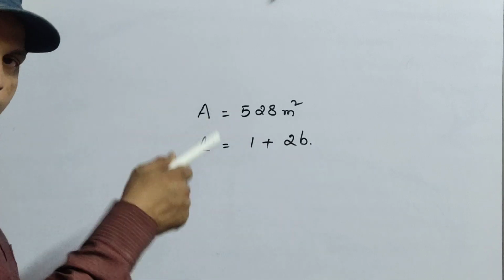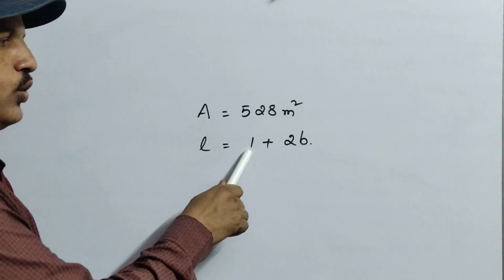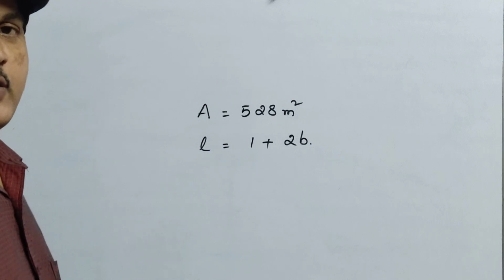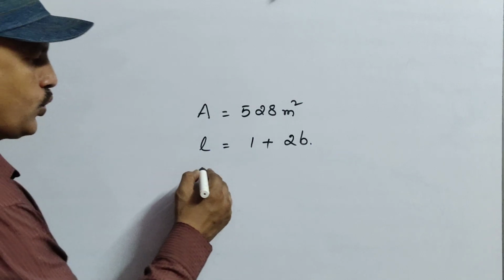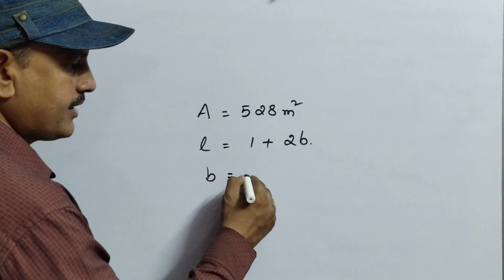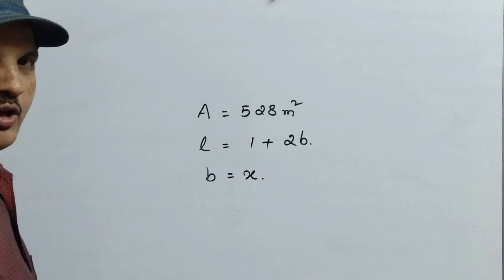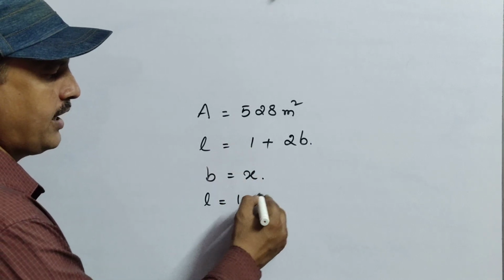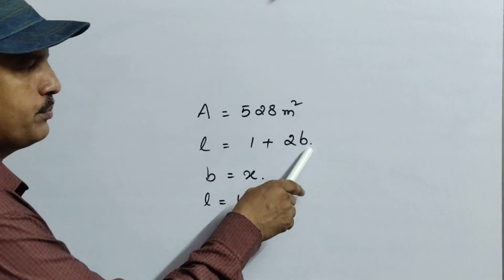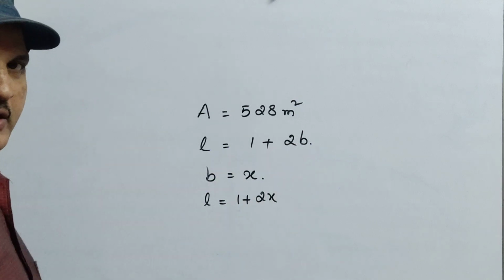That means you now know the length. అంటే మనకి length తెలుసండి. Length equals 1 plus 2b. But where is breadth? మనకి breadth తెలియదు. We don't know the breadth. So that's why take breadth as x. So let breadth equal x. Then can you tell me how much the length will be? Length equals 1 plus 2x. Why? Because b, the breadth, is x. So now you have the length and you have the breadth.